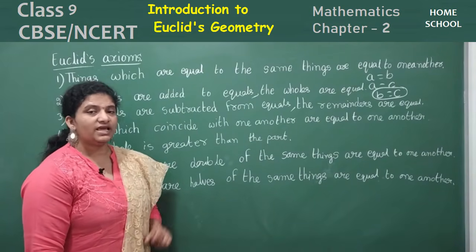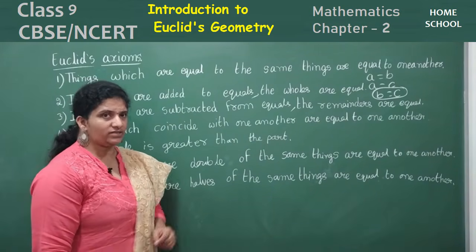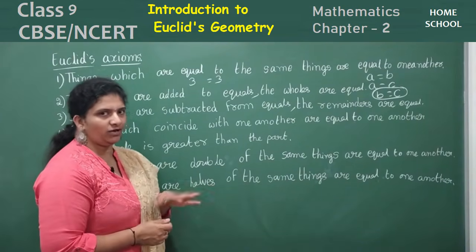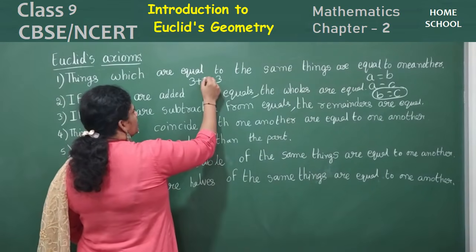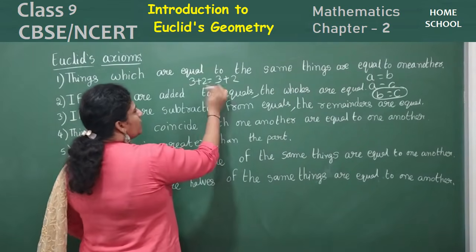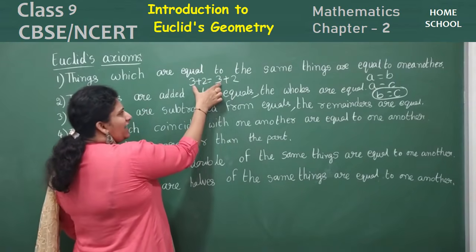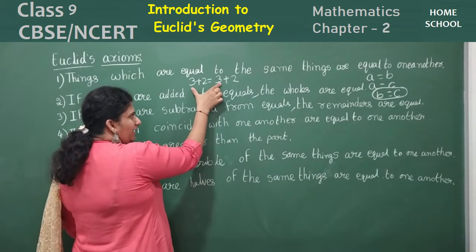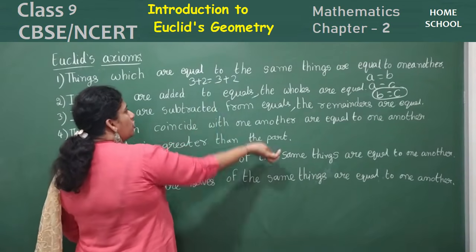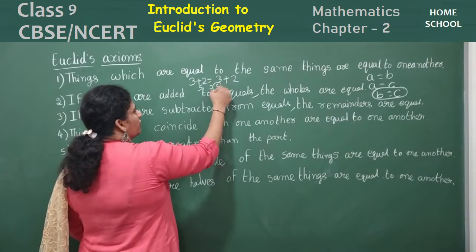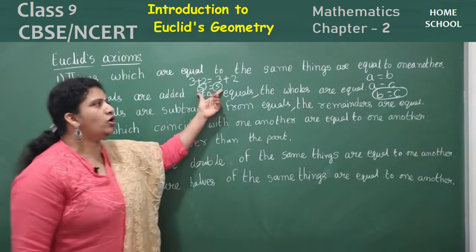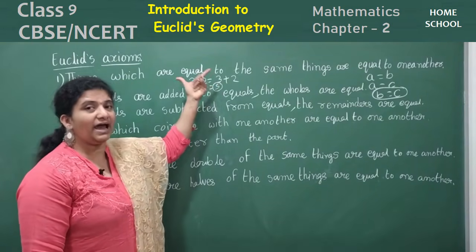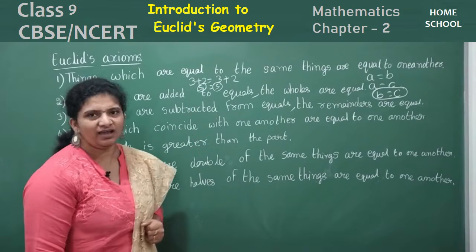What is this? If equals are added to equals. Okay, I have taken 2 equal numbers. So any other number you are going to add on both sides. Let us take here 2, children. So if equals are added to equals, look here carefully. If equals are added to equals, the wholes, means combine this, add, what you are going to get? 5. The wholes are equal. Observe here, children. If equals are added to equals, then the wholes are equal.